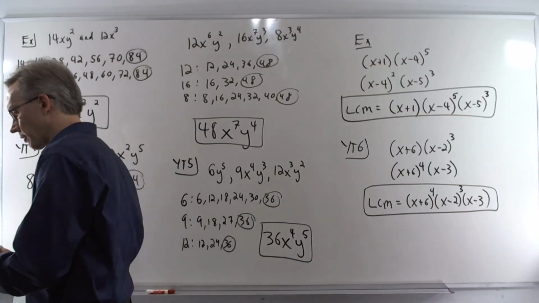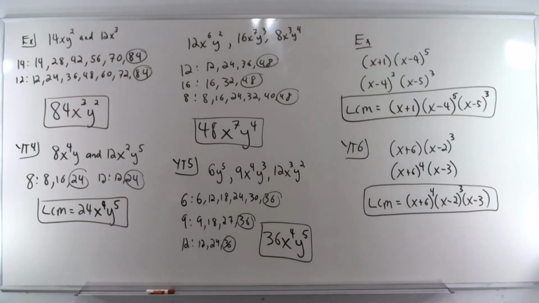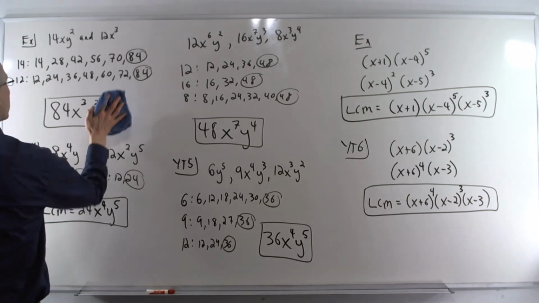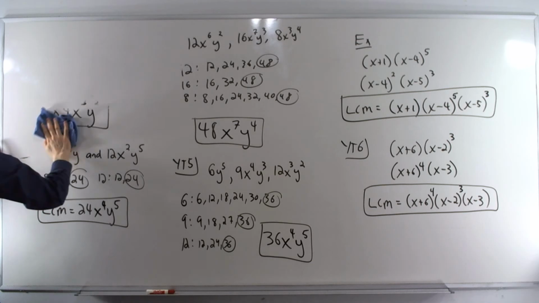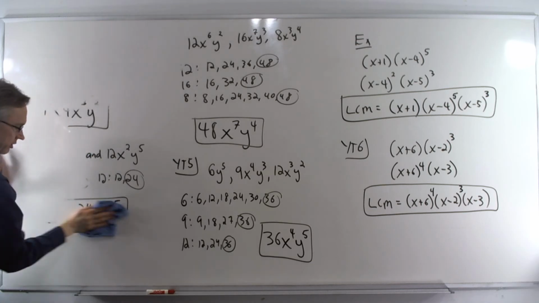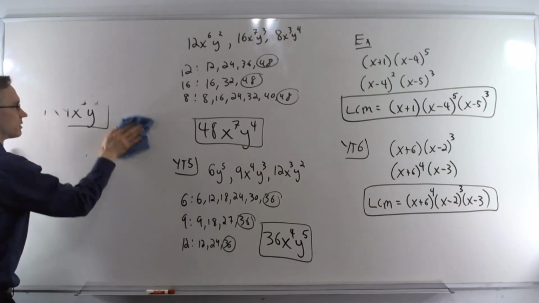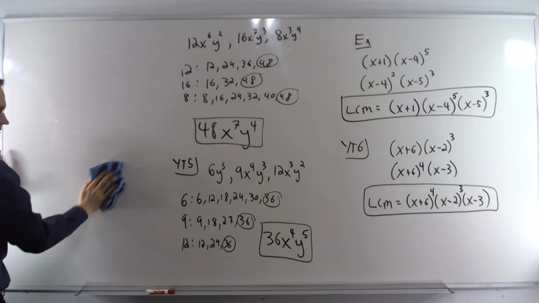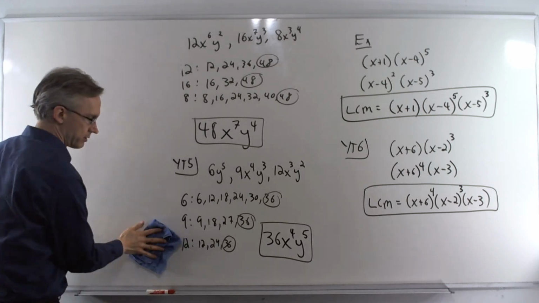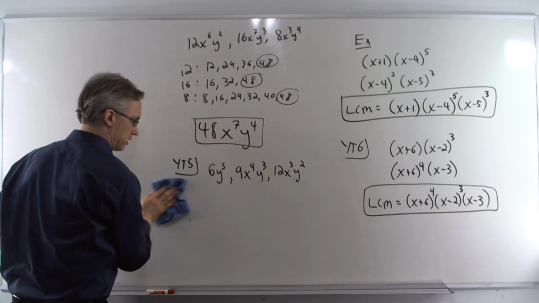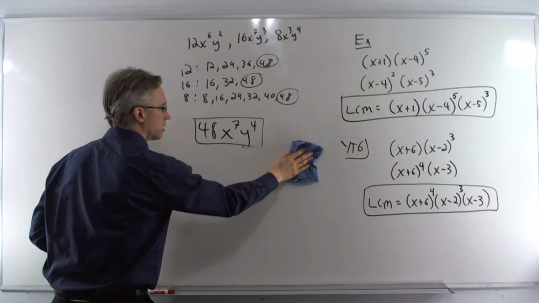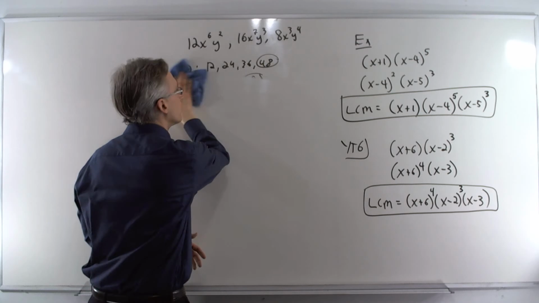Our next example, we're going to mix up variables and binomials. But as you'll see, the process is exactly the same as long as you just look at all the variables and binomials as just being bases. They're bases which we're going to put an exponent on. But they act exactly the same.